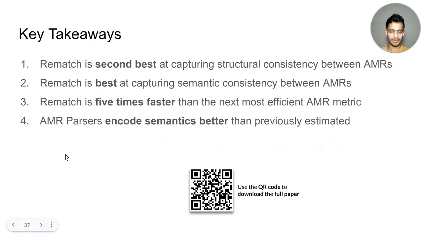Finally, time for some takeaways. Rematch, our algorithm, is second best at structural consistency. It is the best at semantic consistency, and it is 5 times faster than the next most efficient AMR metric. Rematch also shows how AMR parsers have actually been encoding semantics better than previously estimated.